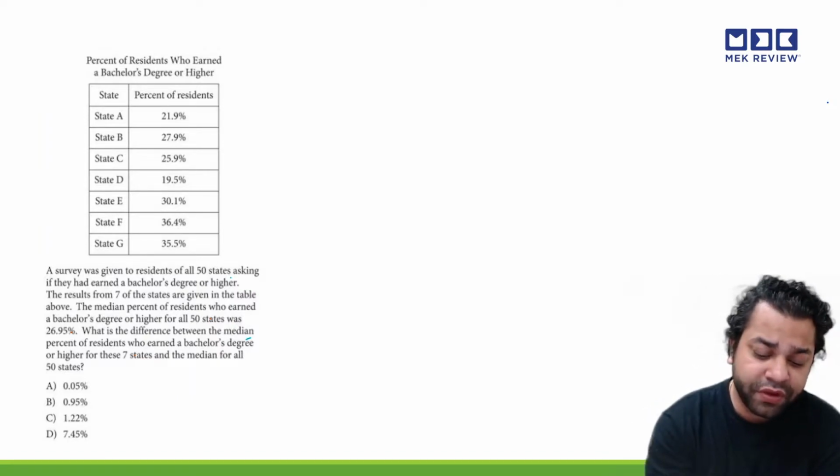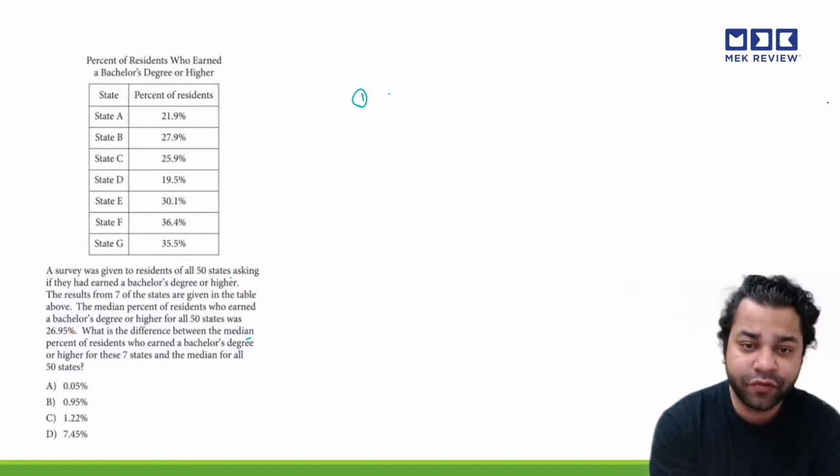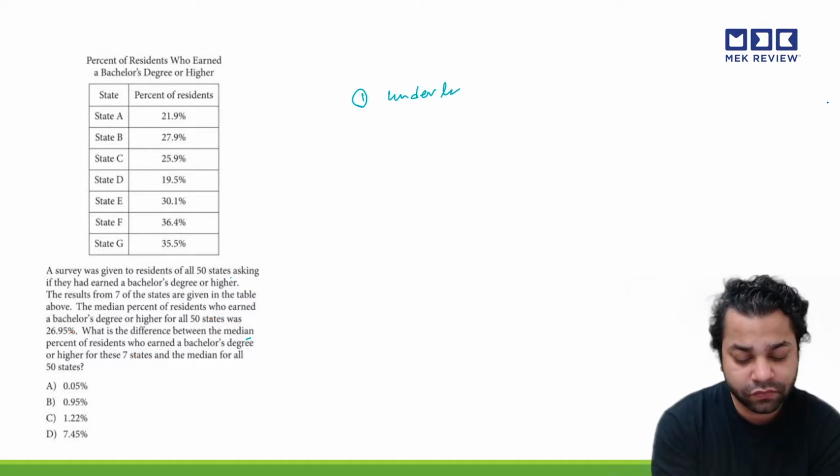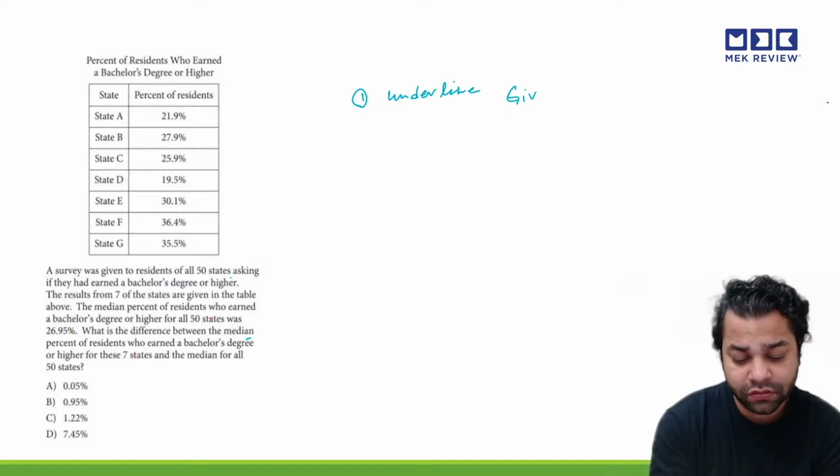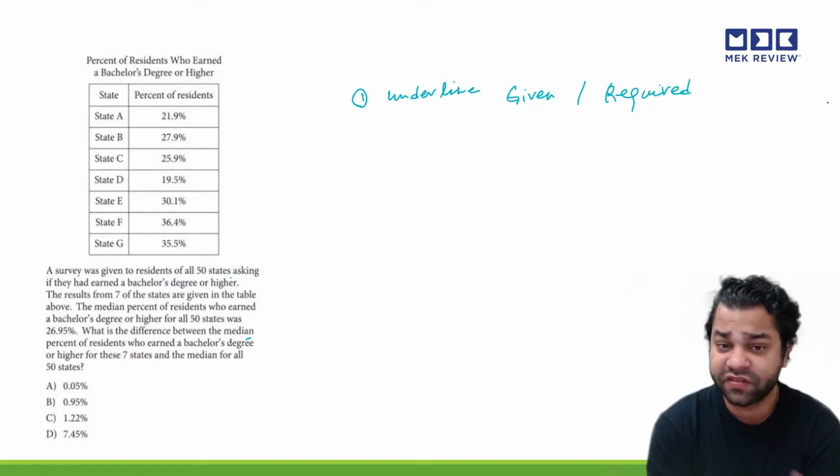So there are three things that I always focus on. Number one, you have to underline two things primarily: the given and the required information. That's the basic, right?